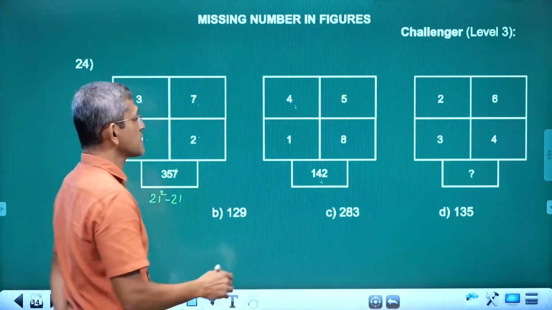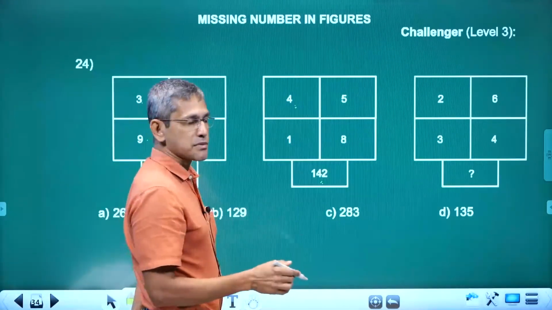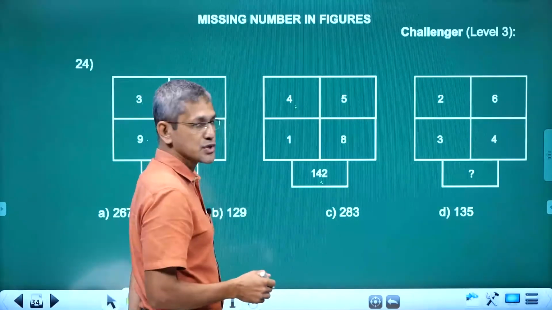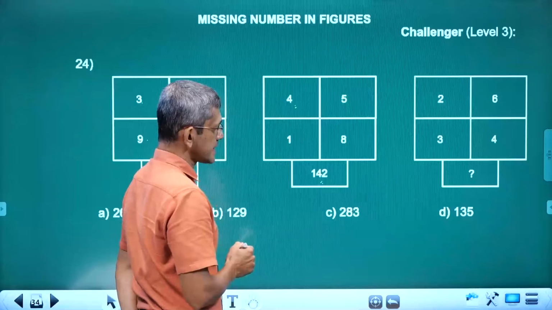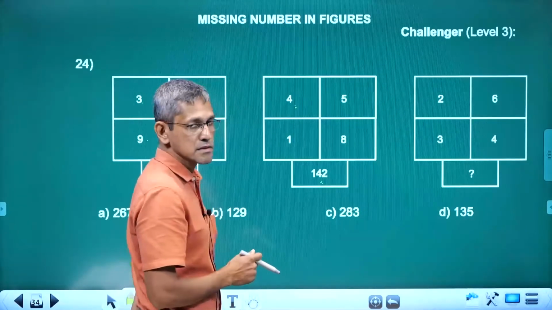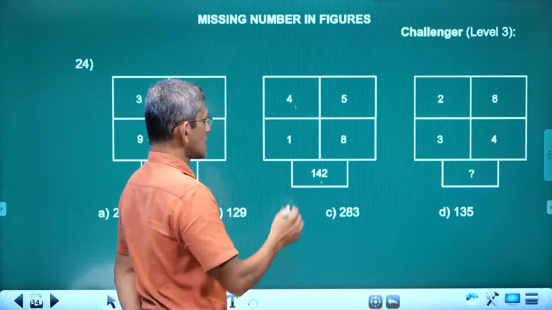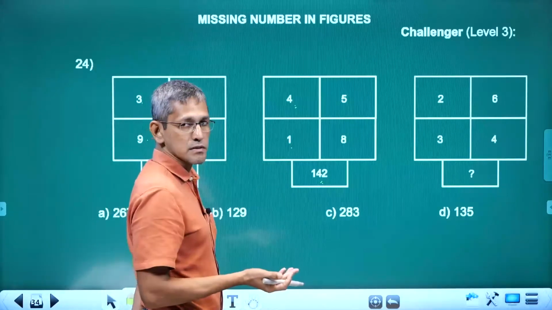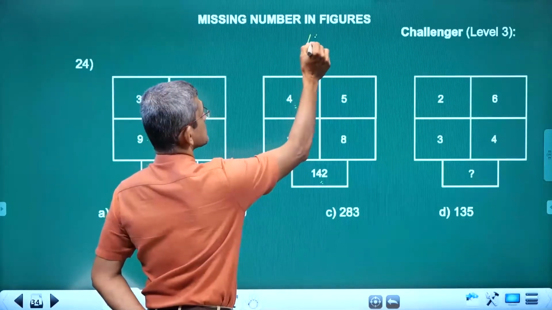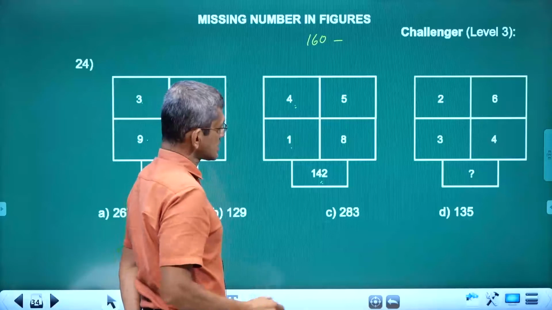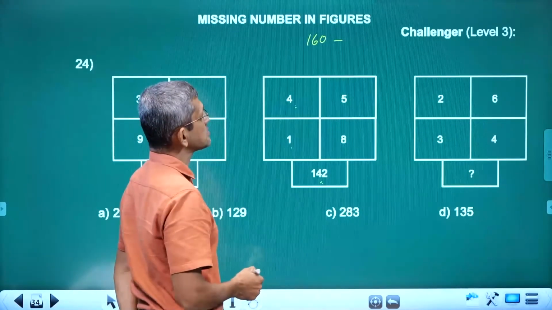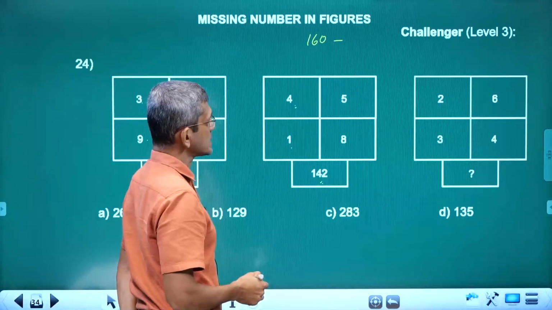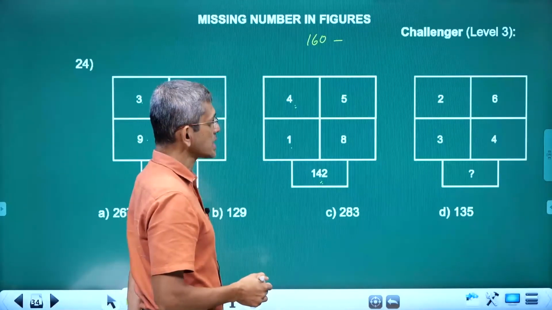Next possibility, how about we multiply all these numbers? 4 into 5, 20. 20 into 8, 160. And here it's 1, so 160 into 1, 160 itself. So 160 minus, how much is that? This is 142. So 160 minus 18. Where does that 18 come from? Is there any peculiarity here?